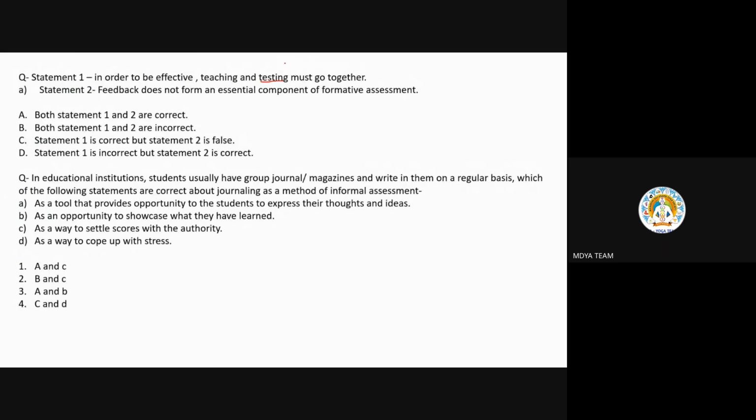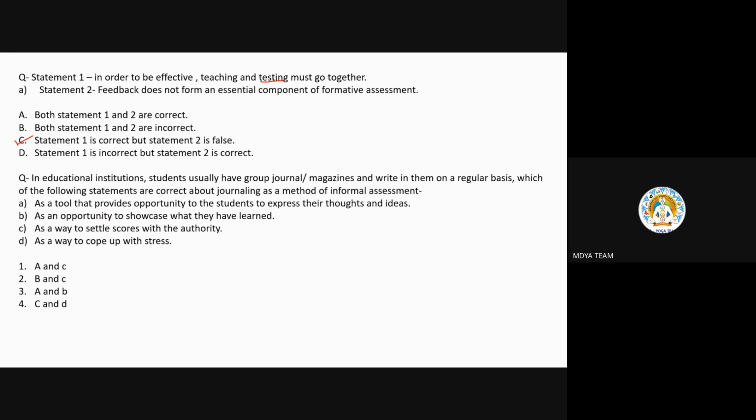Can you explain statement 2, why this is wrong? Only when feedback is given. After assessment, feedback has to be given to the student for continual improvement. There is no importance of assessment without feedback. If we are assessing the student and not giving them feedback, it is of no use. So statement 2 is wrong and statement 1 is correct. So the correct option is C.